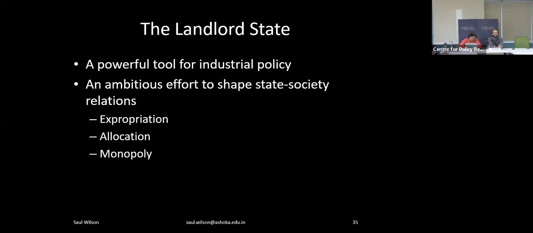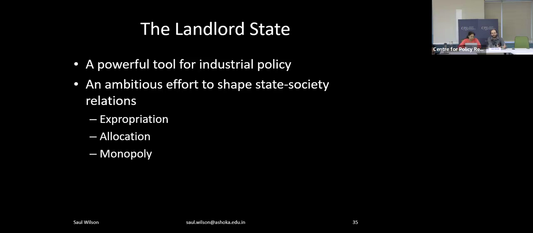So this landlord state is then a broader example of a tool that governments can use. Governments in other countries and in China as well often use capital in this way. They take capital through financial repression from people who have small amounts of savings, and then they reallocate it in support of industrial policy. And this is essentially the same thing going on but for land.